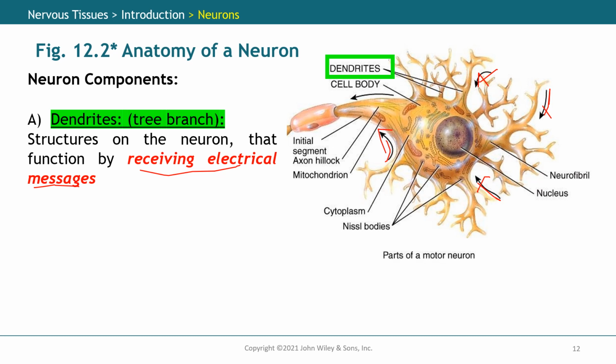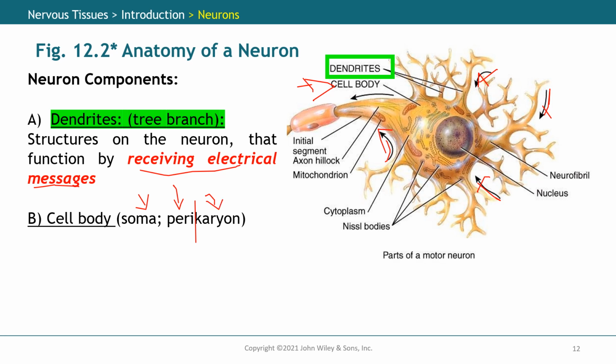Then I also told you there was another structure, and you can find it here: cell body. Your textbook can also use the term soma or perikaryon. Pretty easy. Peri, surrounding. And what is surrounding? The karyon. If you remember, eukaryon, prokaryon, yeah? Karyon means nucleus. So perikaryon is that which surrounds the nucleus. And what surrounds the nucleus? All the cytoplasm, or cell body, or soma.